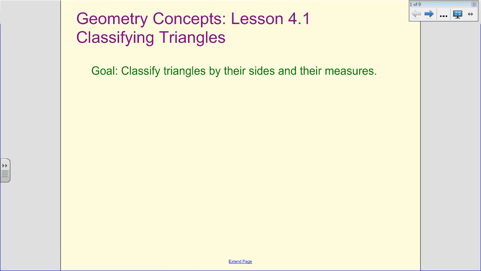Right, ladies and gentlemen, we are ready to start Chapter 4, Lesson 4.1, and we're going to classify triangles. Chapter 4 is going to take a look at a lot of different features of triangles, beyond just the fact that they have three sides. Think of how you classified animals into species and all of the categories you used in biology last year. We're going to do the same thing with triangles. We're going to classify them into a specific group. We're going to look at their sides and their measures.